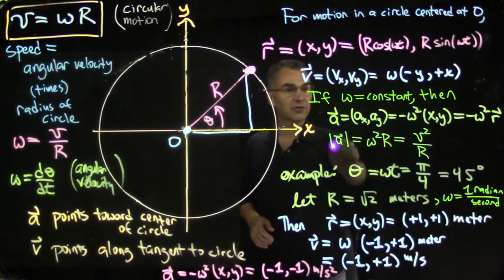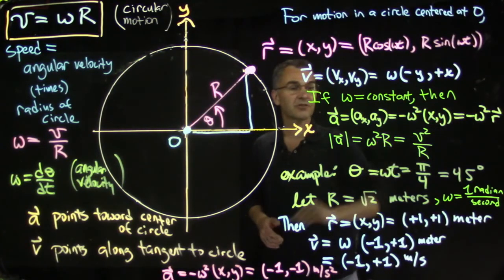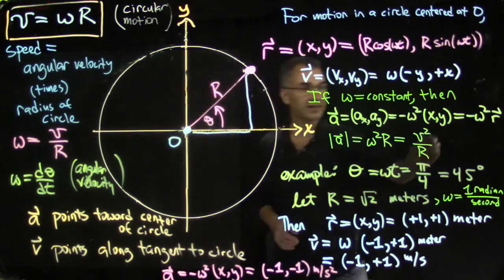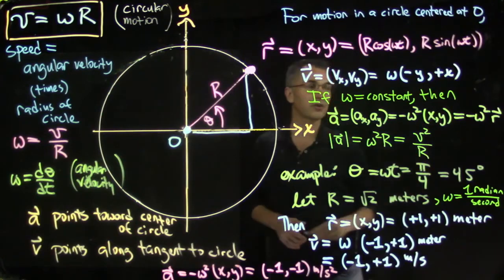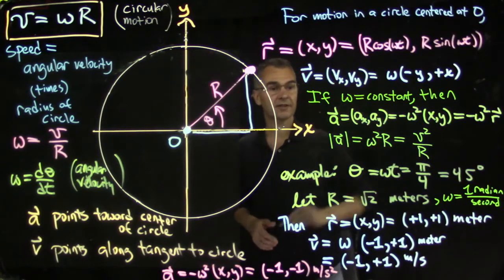The magnitude of this acceleration vector is omega squared times big R, the radius of the circle, and using this result we can say that that equals v squared over r. And again, this is true if we're moving in a circle at constant angular velocity.